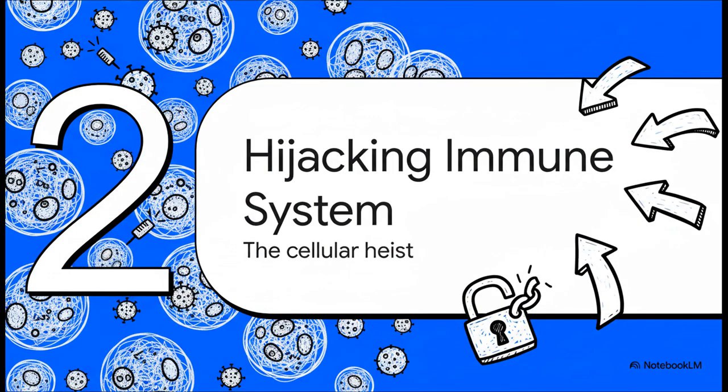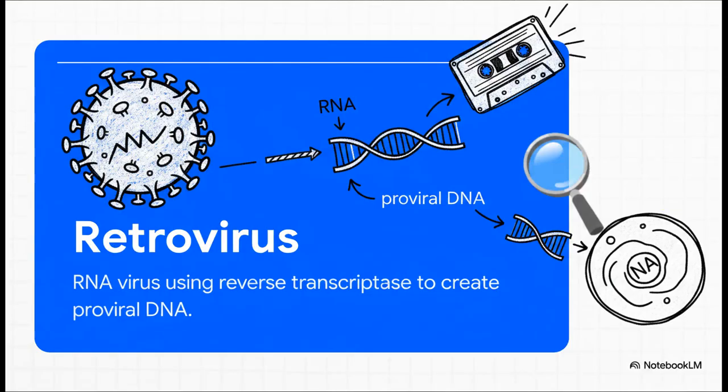Moving on to Section 2, hijacking the immune system. Now this is where things get wild. We're zooming all the way down to the cellular level to watch this heist unfold. You've probably heard HIV called a retrovirus before, right? Well, that retro label has absolutely nothing to do with vintage style. It actually refers to its crazy mechanical ability to essentially reverse engineer its own genetic code.